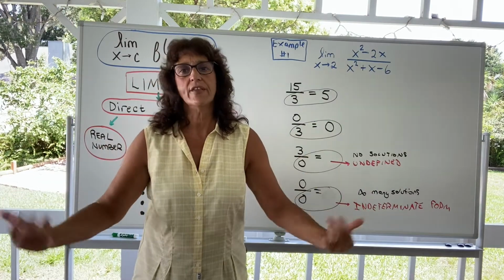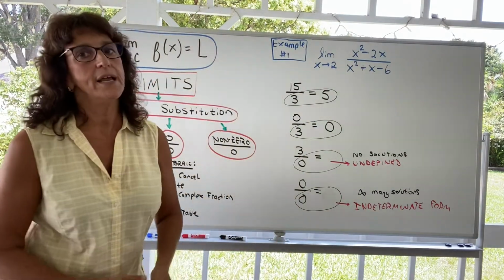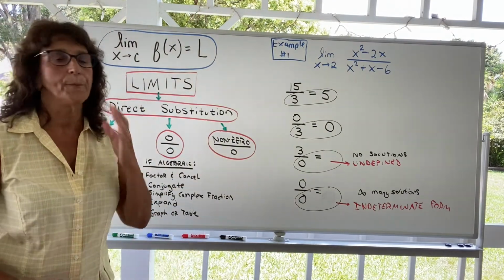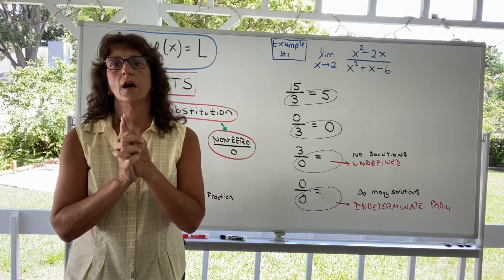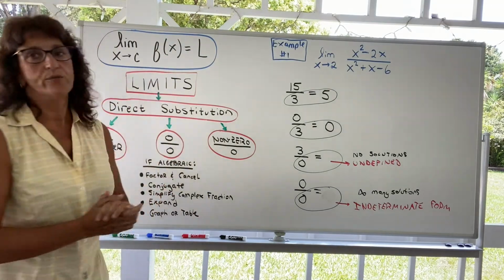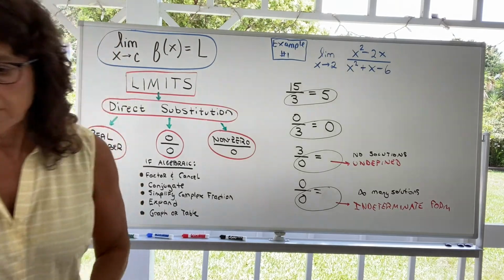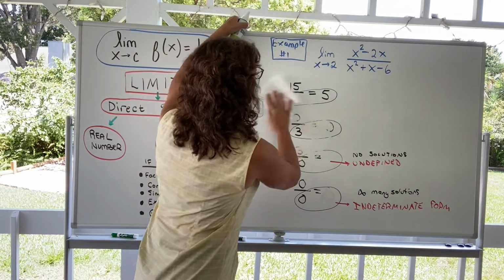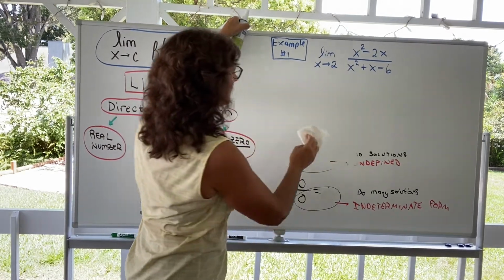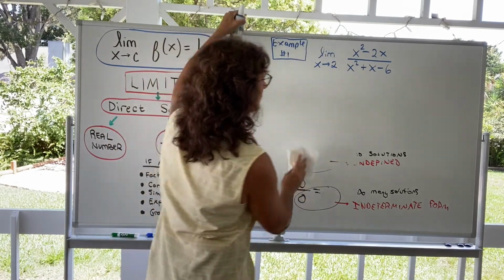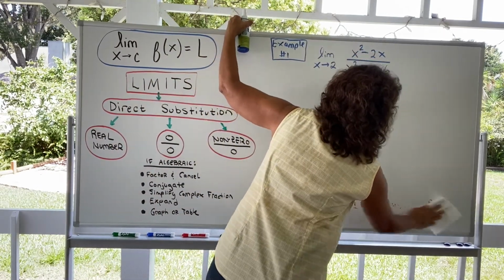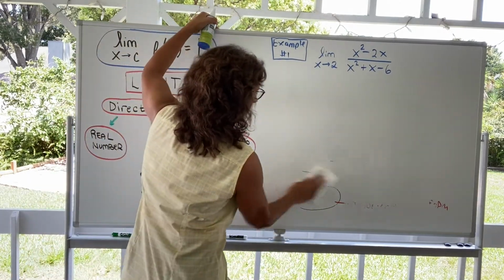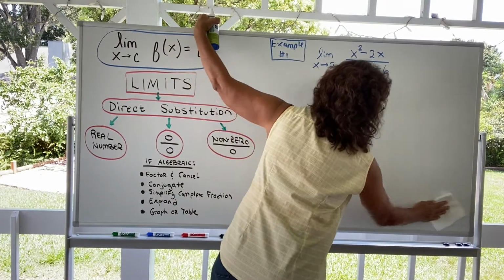So when you get to advanced math classes and you have a 0 in the denominator, these two situations are going to be handled very differently. In this video, we're going to look at a couple of examples of the 0 over 0 situation algebraically. For our first example, let's take the limit as x approaches 2 of x squared minus 2x over x squared plus x minus 6.